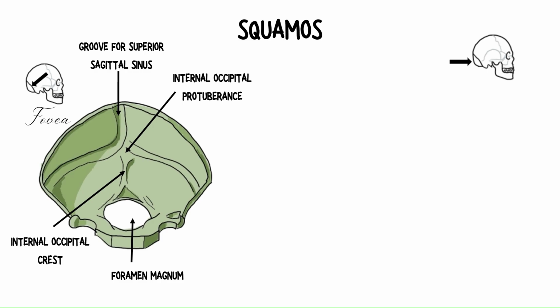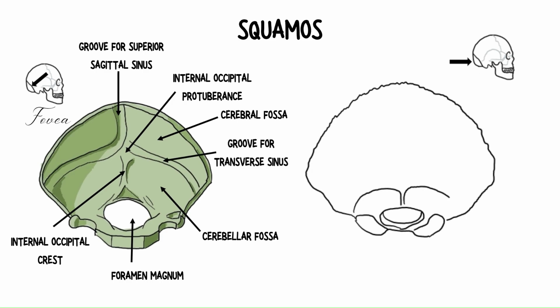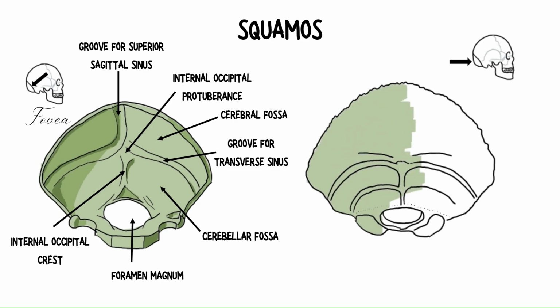The cruciform eminence, or cruciate eminence, divides the deeply concave internal surface into 4 fossa. The upper 2 fossa are called the cerebral fossa, are triangular and lodge the occipital lobes of the cerebrum. The lower 2 are called the cerebellar fossa. They are quadrilateral and accommodate the hemispheres of the cerebellum. The upper fossa are separated from the lower fossa by a groove for the transverse sinuses. At the point of intersection between all 4 fossa is the internal occipital protuberance.